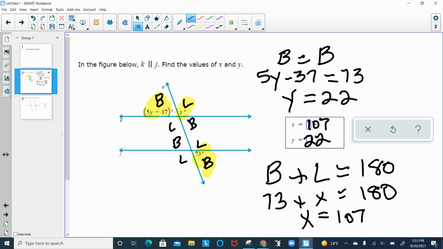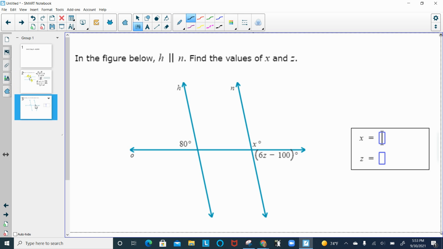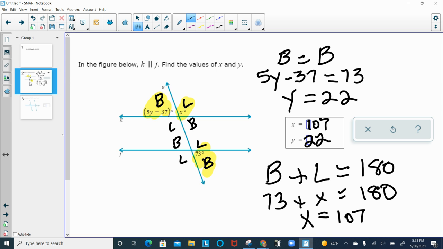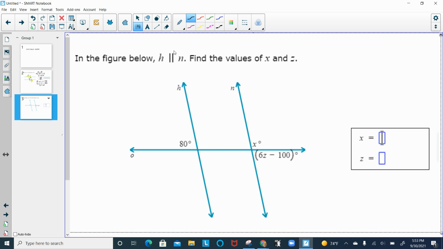Now, I just wanted to warn you before I end the video that there are going to be some where they tilt it, but it's really no different than these where the parallel lines are running left to right. Here, it says H is parallel to N. They're just running top to bottom. So that means that this line right here, going from left to right, would be your transversal. And so you would do the same thing.